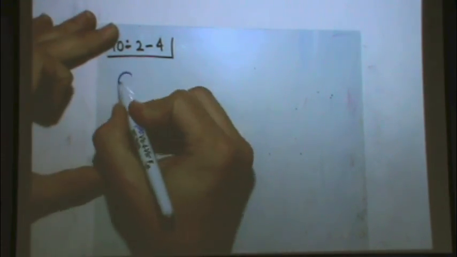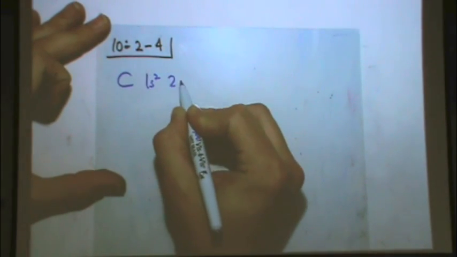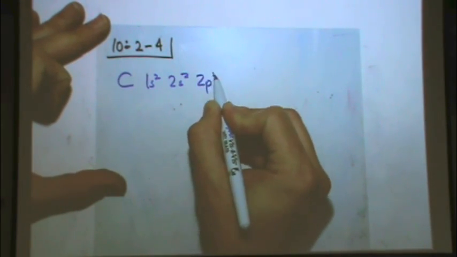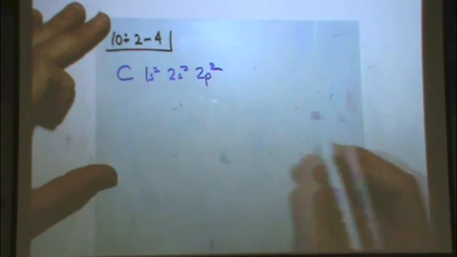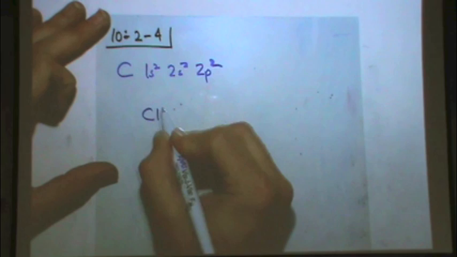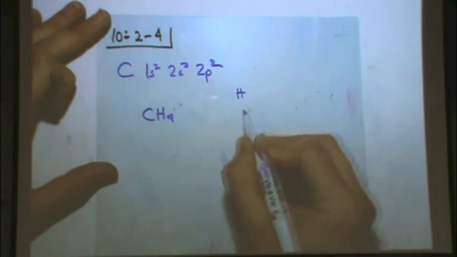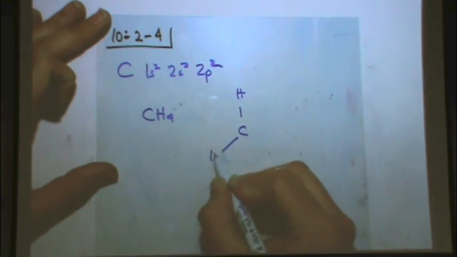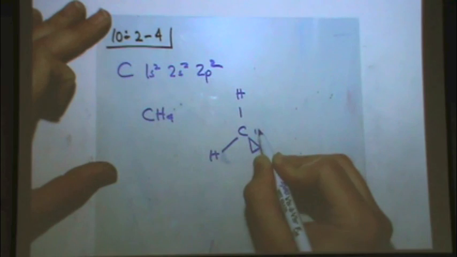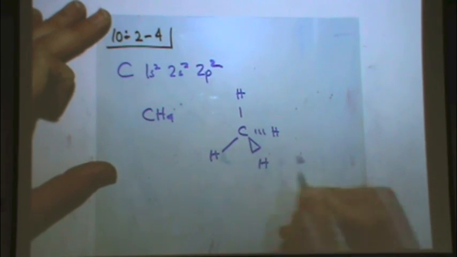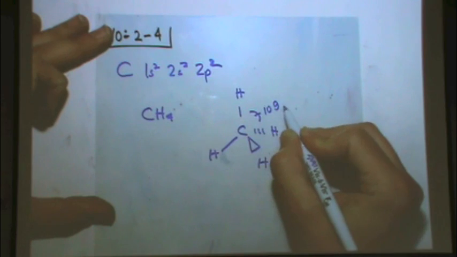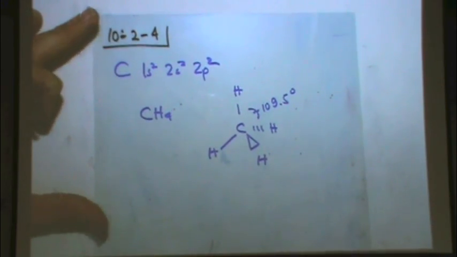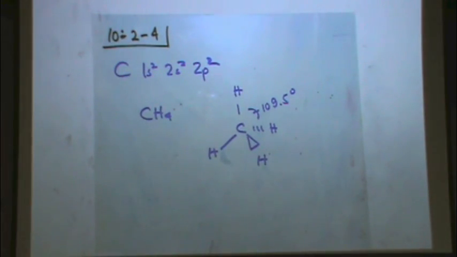Let's take a look at carbon. Carbon is 1s2, 2s2, 2p2. So let's say I had CH4. If I drew the Lewis structure for this, I would get this molecule, a tetrahedral molecule. It's like that. Bond angles, 109.5. Okay, so all those bond angles, 109.5.